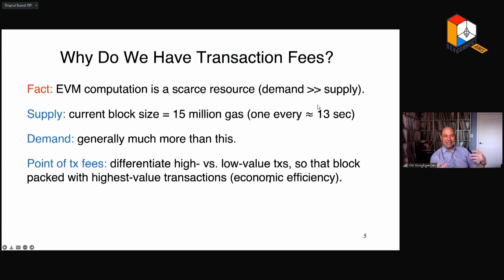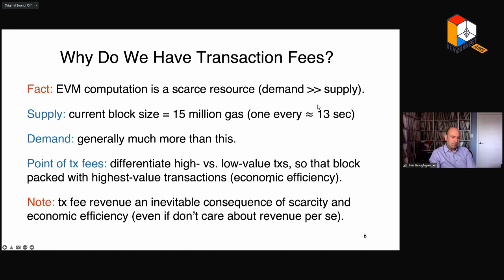The protocol has no idea. And remember the general problem of mechanism design: you don't know in advance people's preferences. You don't know in advance what people are willing to pay. So you need to elicit that information so that you can privilege the high value transactions. And allowing transactions to express a bid or a fee is a way for high value transactions to differentiate themselves. I'm going to prove to you I'm high value by offering to pay this much to have my transaction executed.